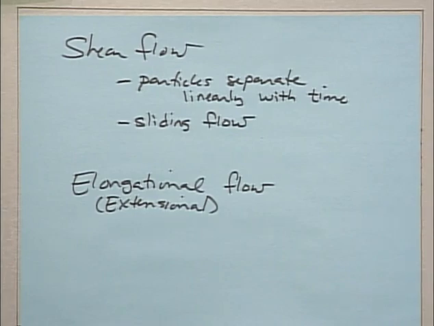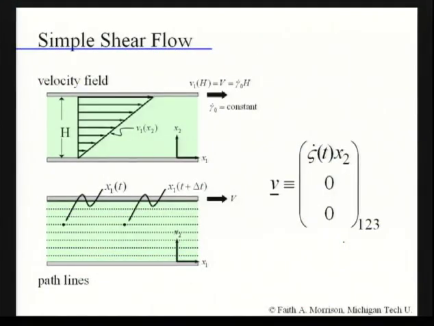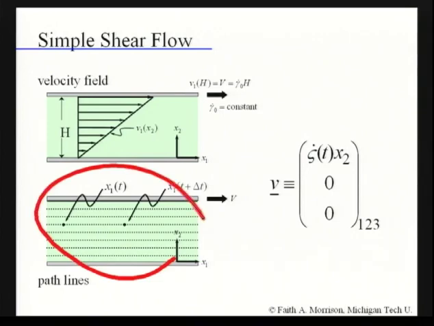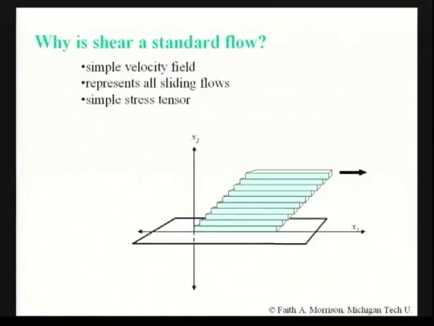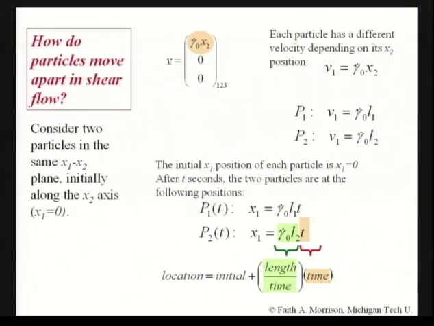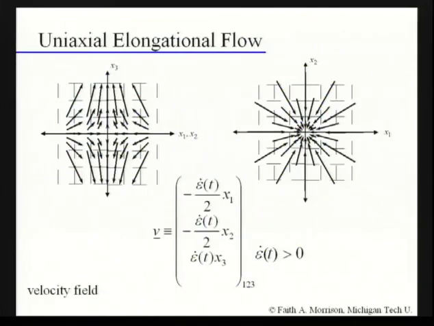The second standard flow is elongational flow, which is this stretching flow, this stretching and thinning type flow. We're going to describe it mathematically the same way we described shear flow, so let's remind ourselves quickly. We define shear flow by giving the velocity field mathematically, sketching the velocity field, and sketching the particle path lines. So now we'll do the same for elongational flow. This is the details of that linear calculation. I'm going to skip that.